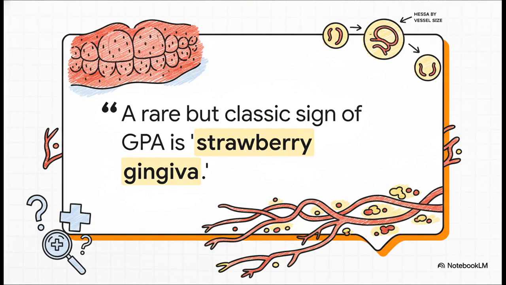And just to give you a really memorable visual for GPA beyond what's happening in the lungs and kidneys, it can sometimes cause this really striking sign: red, bumpy, swollen gums that look, you guessed it, just like a strawberry. It's pretty rare, but if you ever see it, you'll never forget it.